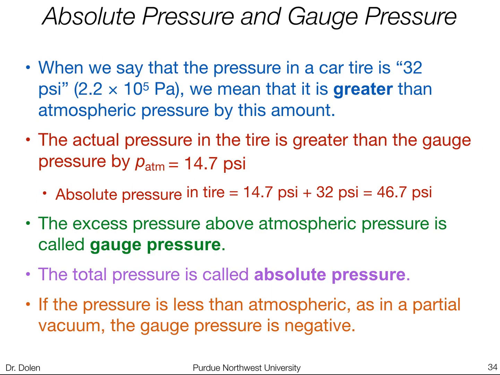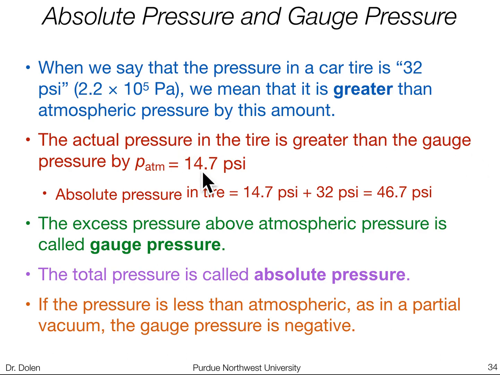Just a little bit more discussion of this. So again, if you have a tire and it says 32 psi, we mean that the pressure inside that tire is greater than the atmospheric pressure by 32 psi. So since atmospheric pressure is equivalent to 14.7 pounds per square inch, if I want to calculate the absolute pressure, I need to add the atmospheric pressure plus my gauge pressure. The actual absolute pressure inside that tire is 46.7 psi.